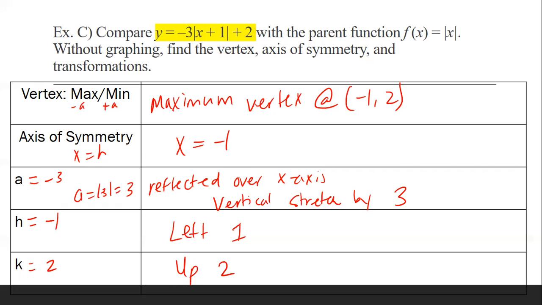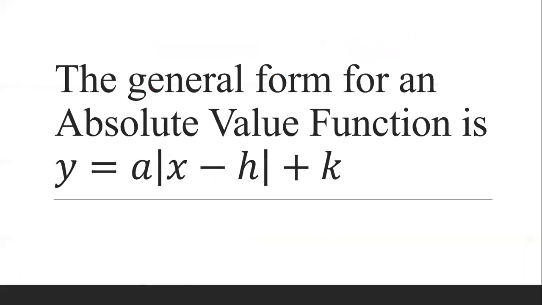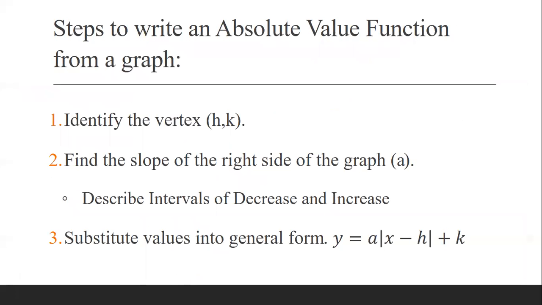So here we were given the function and then we have to describe it, right? Without a graph. Now we're going to be given the graph and we have to find the function. So we're going to go backwards. The first thing we're going to do is identify our vertex, find our slope, which is our A value, and then we're going to substitute the values back into the general form.